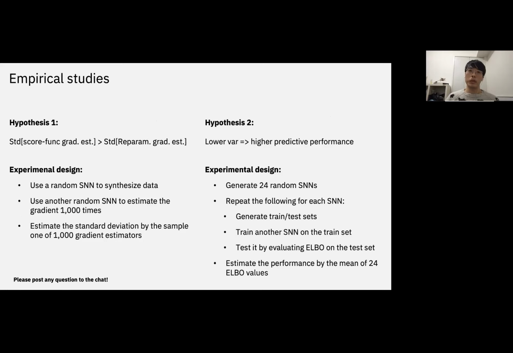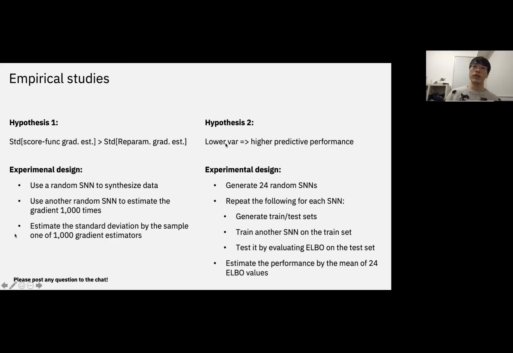So the proposed method depends on two hypotheses. The first hypothesis is that the standard deviation of the gradient estimation by reparametrization trick is smaller than that of the estimation of the gradient by score function estimator. So in order to validate this hypothesis, we design an experiment to estimate the gradient like this.